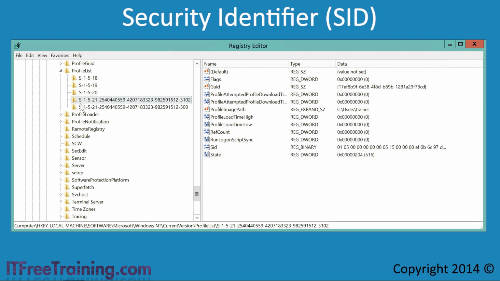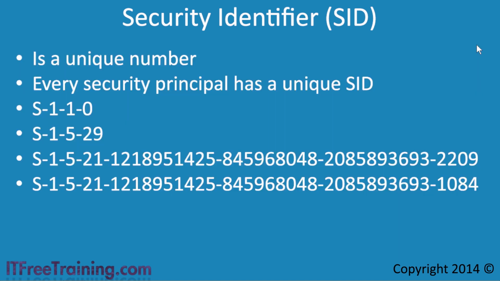Below this is a profile belonging to a domain user. You can see that the ProfileImagePath key shows that this profile belongs to a user account called trainer. The container below this, you can see, belongs to the domain administrator account. This is just one example of how SIDs are used in Windows. To better understand how SIDs work, I will look at another example.